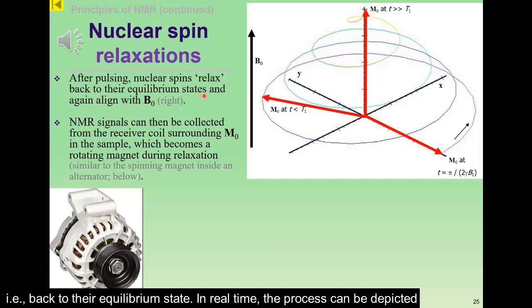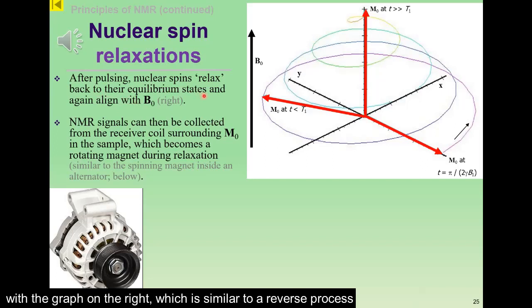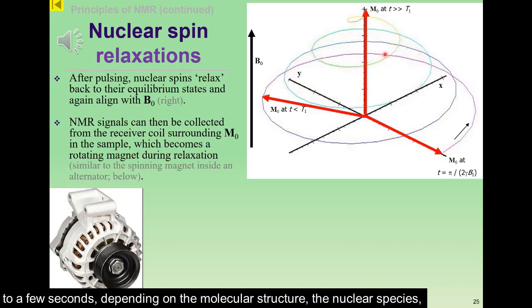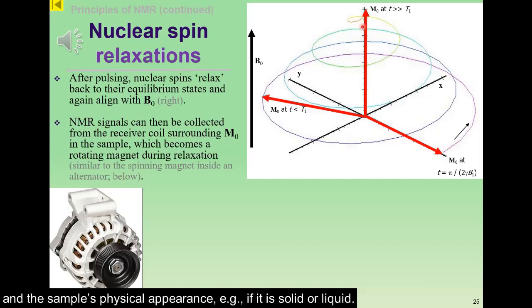In real time, the process can be depicted with a graph on the right, which is similar to a reverse process of the spiral motion we saw on slide 23. This process may last from a few milliseconds to a few seconds, depending on the molecular structure, the nuclear species, and the sample's physical appearance. For example, if it is solid or liquid.